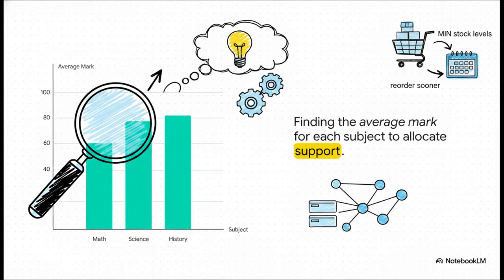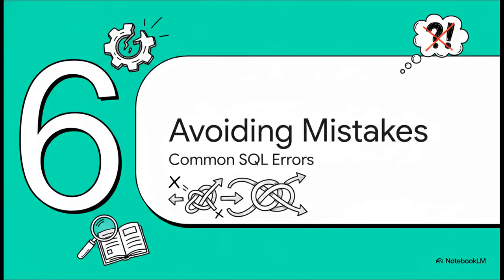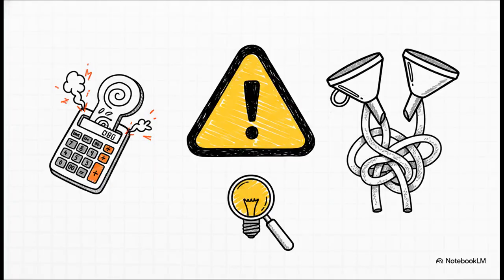You could even use min on your inventory database to check stock levels, spot shortages, and reorder products before you actually run out. And finally, Section 6, avoiding common SQL mistakes. Before you go off and build your own executive reports, let's just quickly go over where people usually mess this up. First off, trying to use sum or AVG on text data.